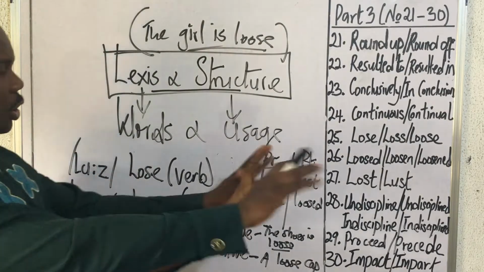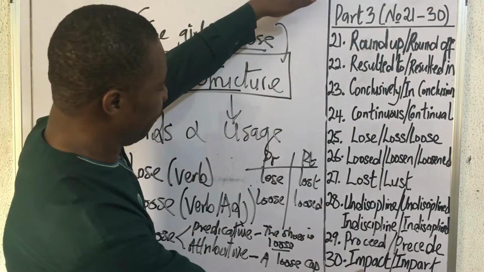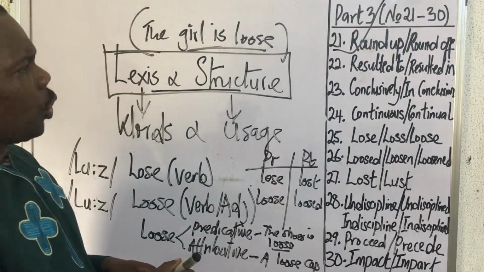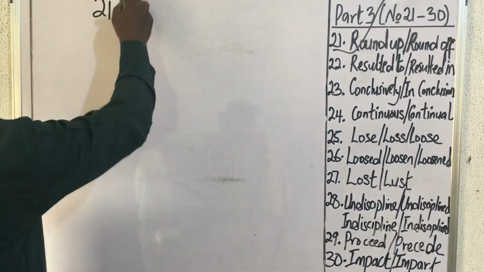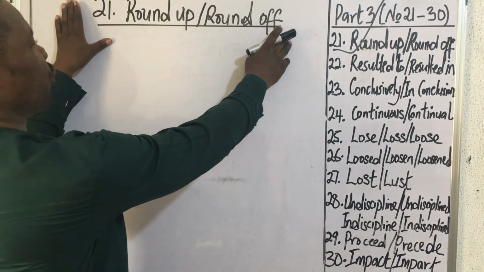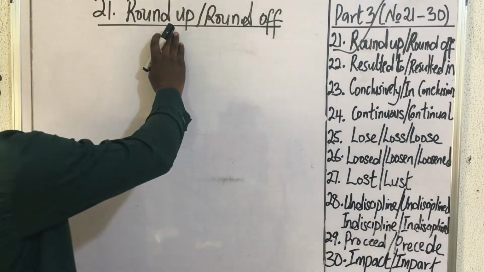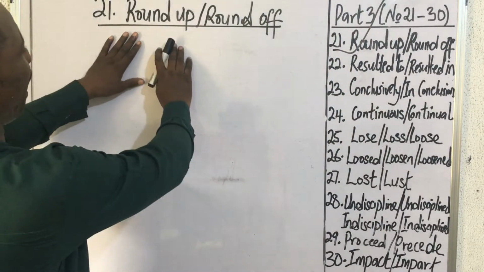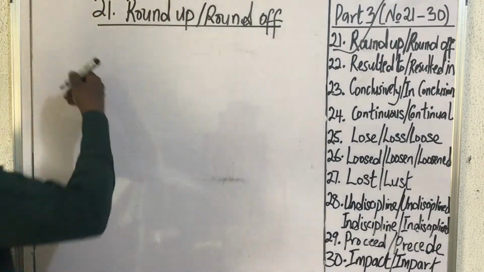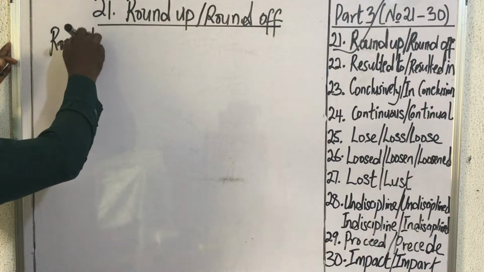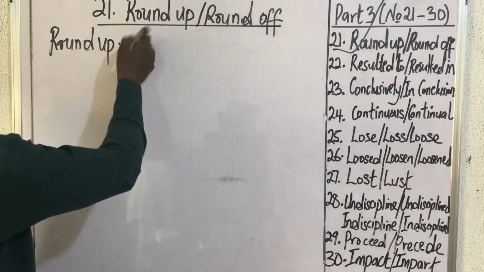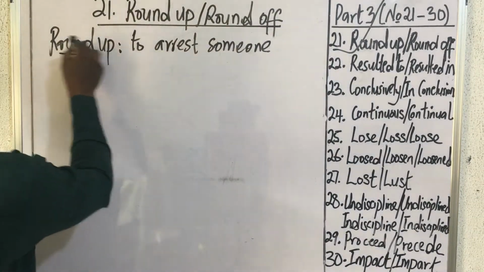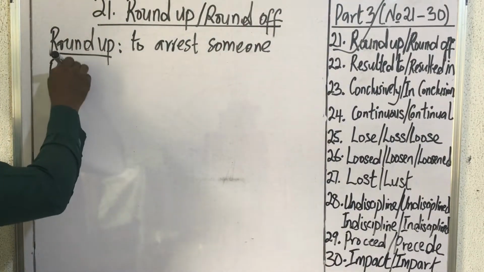Alright, so with this short introduction, I want to welcome you to part 3 of this video today. Number 21, round up, round off. What is happening here is that a verb has been used with a preposition, and that's round up, to arrest someone, which we have just explained. Then round off.